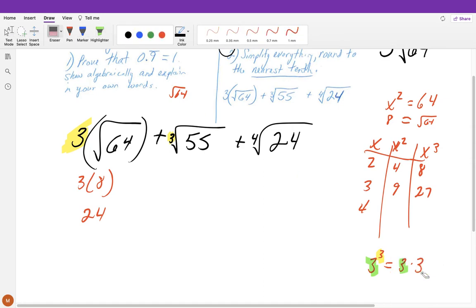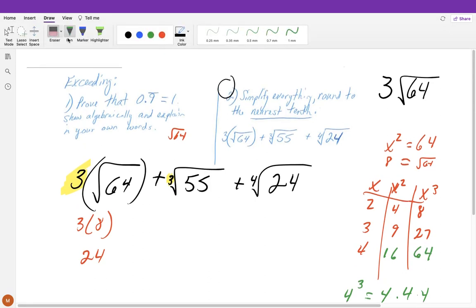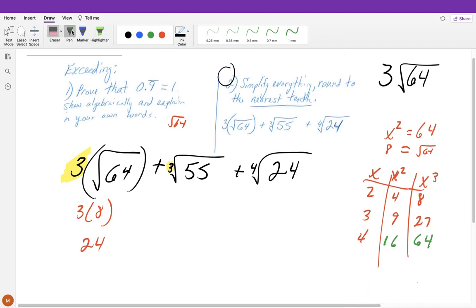And then our next number for 4, well, we know 4 squared is 16, and then 4 cubed, well, remember this is 4 times 4 times 4, which is then going to give me 64. So now from here, as I'm looking, I see now that I'm looking for the cubed root of 55. Well, 55 falls in between these two numbers, and 55 is a lot closer to 64. It's only 9 away, where here it is 28 away.